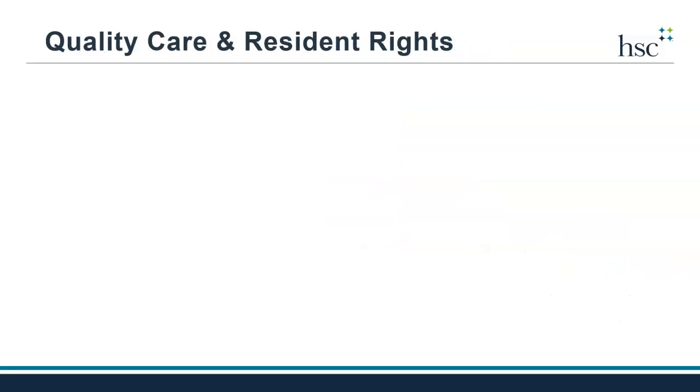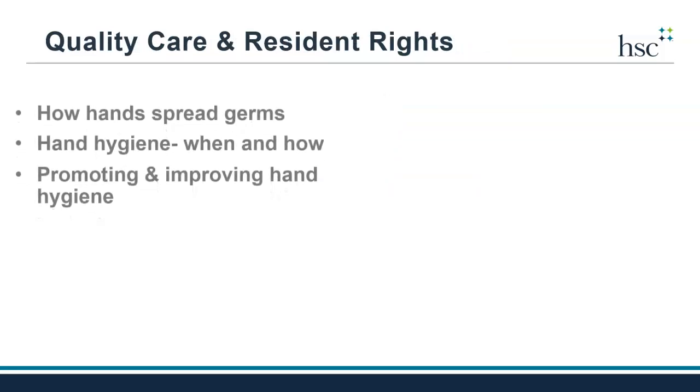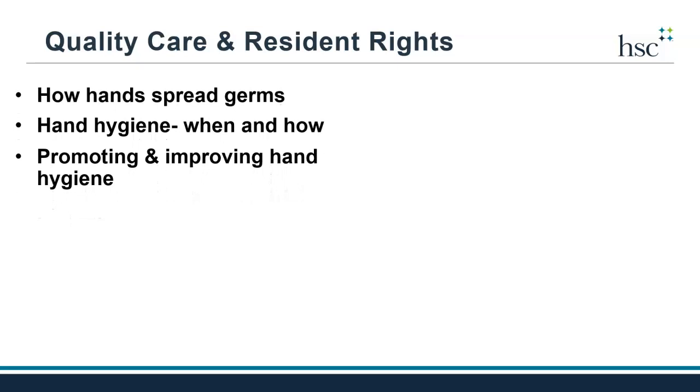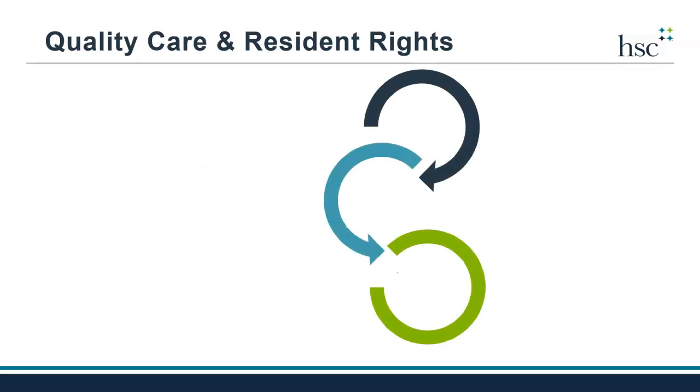So now that you know how germs are spread through our hands, how and when to perform hand hygiene, and how to promote and improve hand hygiene, what does that have to do with resident rights and responsibilities? All residents, those closest to them, including the nursing home community staff and administration, want high-quality care and deserve an environment that promotes high-quality care.